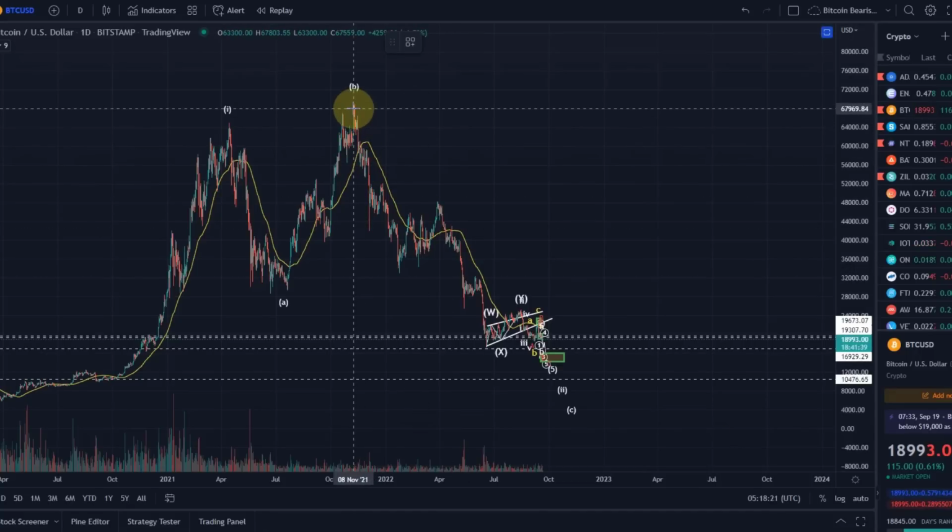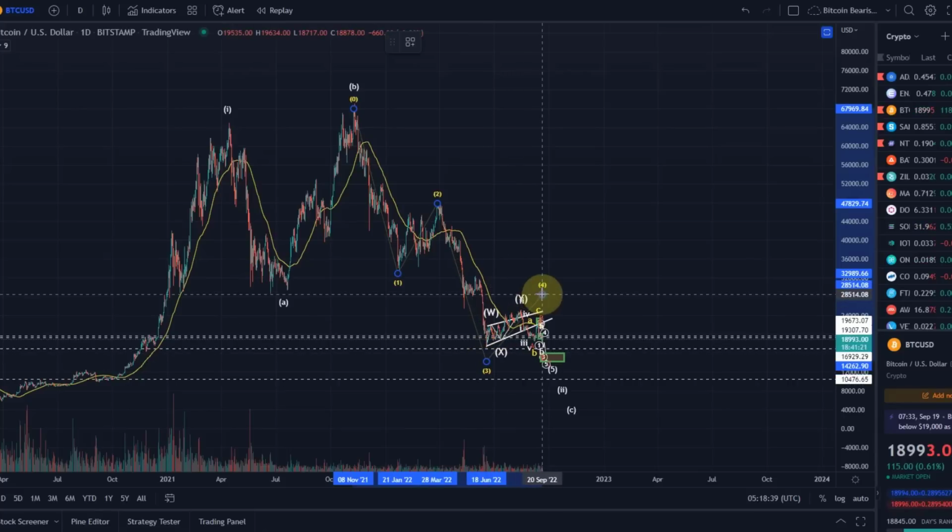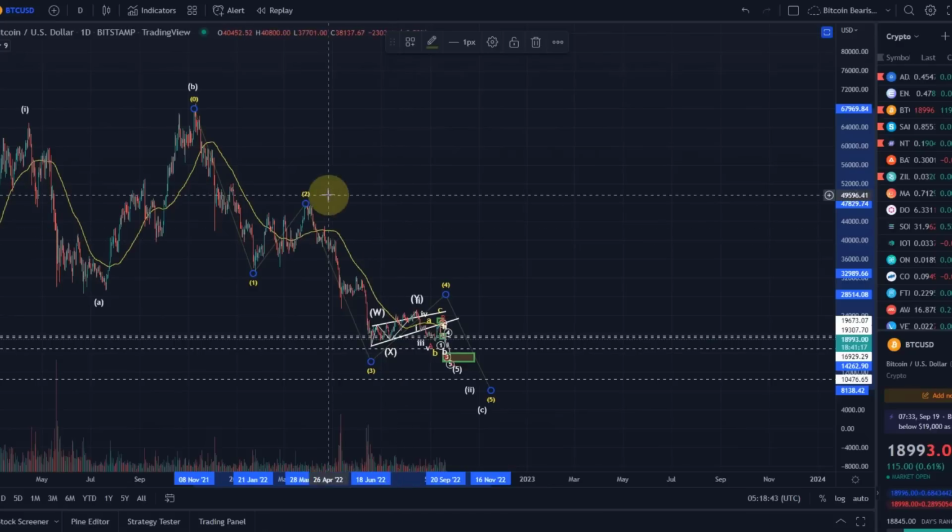And we would look at this as a wave 1, this as a wave 2, this as a wave 3, this as a 4, and this as a 5. Absolutely fine. Zoom in a bit.